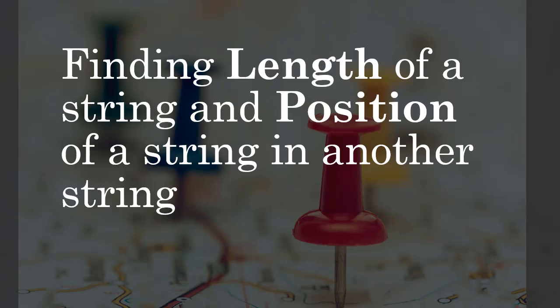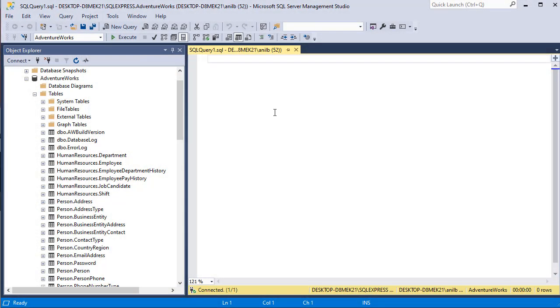Many times you have to look at how many characters are there in a string and then also find the position of a character or a set of characters in a string in a column. In this lecture, I will show you how to exactly do that. For this example, I will use the Person.EmailAddress table.